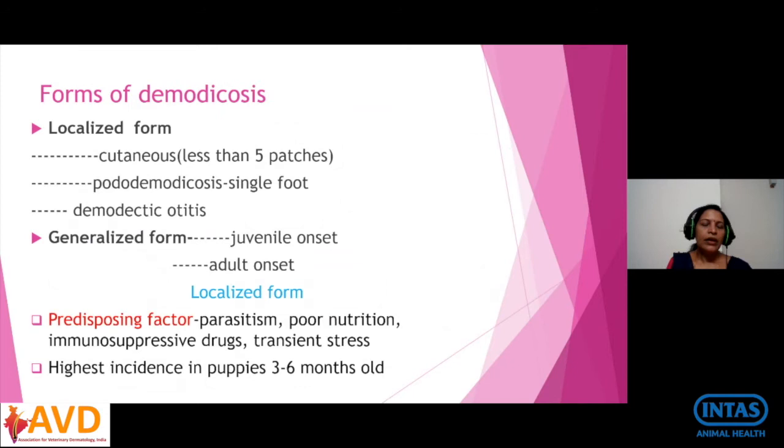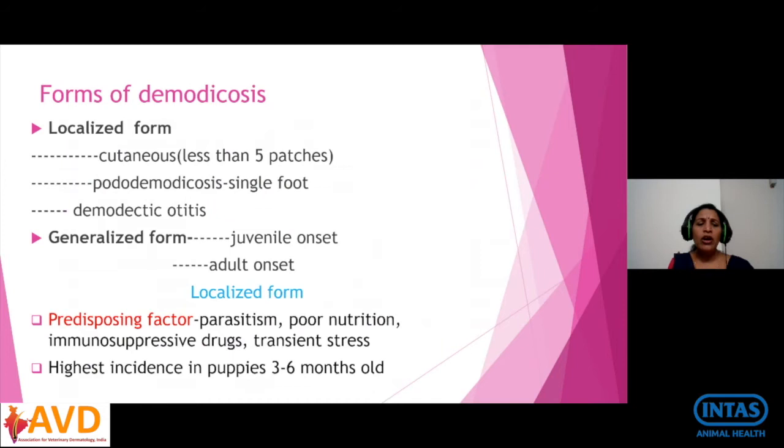There are different forms of dermatomycosis, that is localized form and generalized form. Localized form involves cutaneous. If there are less than 5 patches, it is called cutaneous. Pododermatomycosis, if a single foot is affected, and otitis also can occur, but mainly it causes the cutaneous form. And generalized form involves juvenile onset and adult onset.